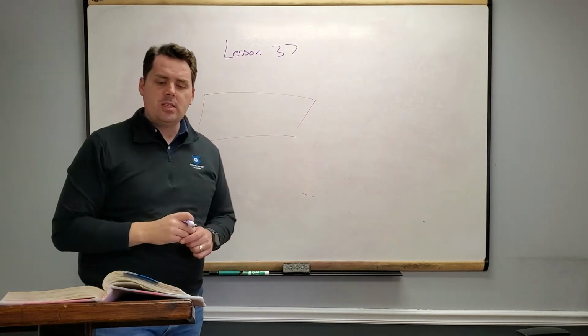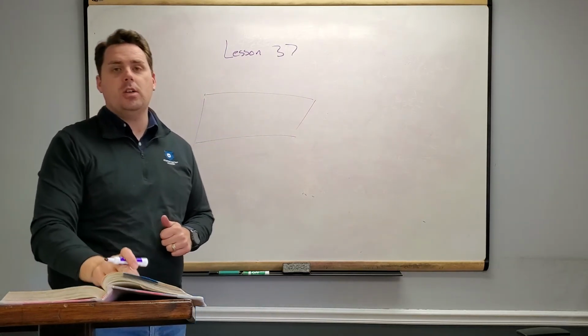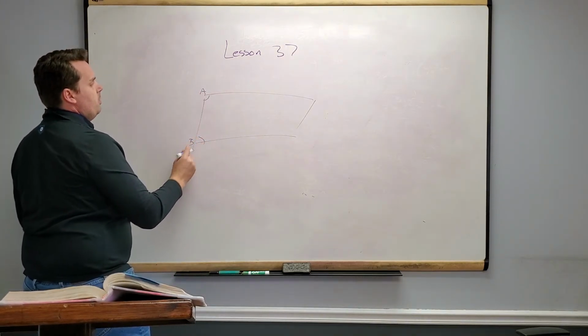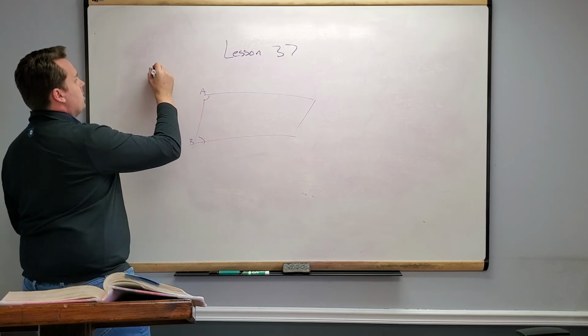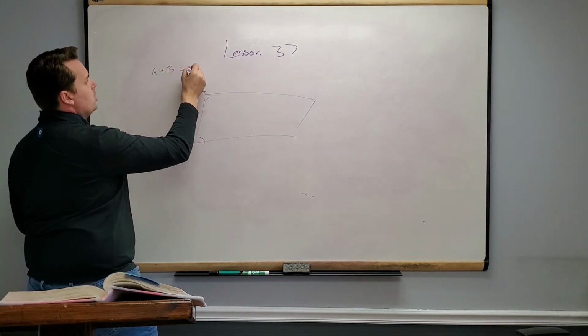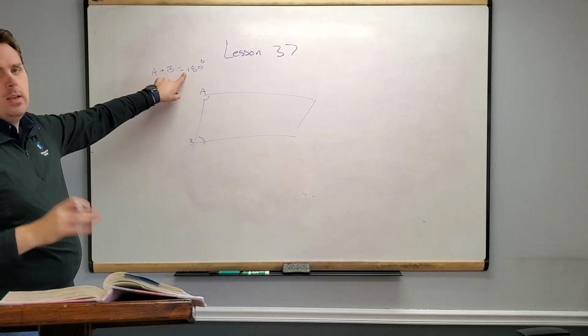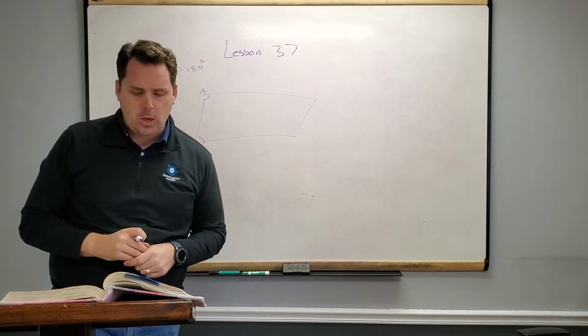Here's something different though. The sum of any two adjacent angles is 180 degrees. So let's say this is angle A and this is angle B. This plus this, A plus B, equals 180 degrees, okay? So this plus this 180, that's important for the lesson today, okay?